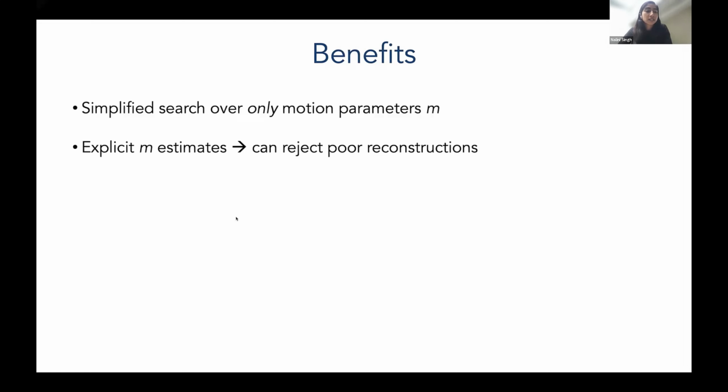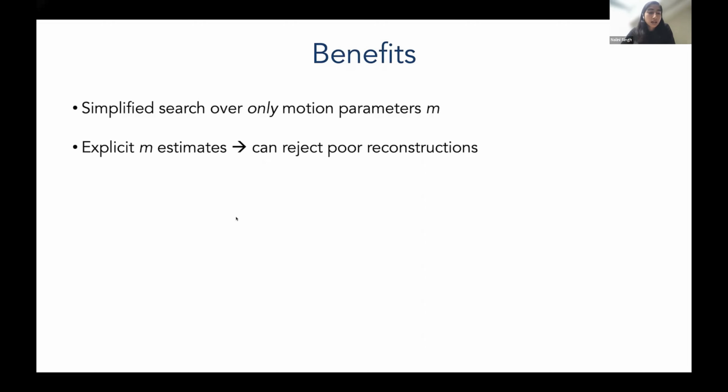So what are the benefits of this approach? First, we've dramatically simplified the search that you need to do at test time. So we no longer need to search over images. Now we just need to do the search over the motion parameters M, and our architecture ties the motion parameters to a specific reconstruction. So we get the image for free if we find a good estimate for these motion parameters M. Second, because we have explicit estimates of the motion parameters, we can reject low quality reconstructions.